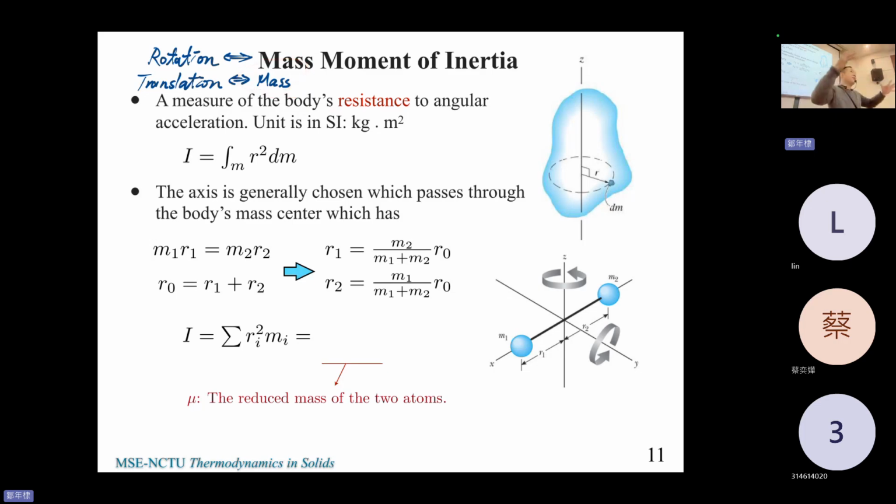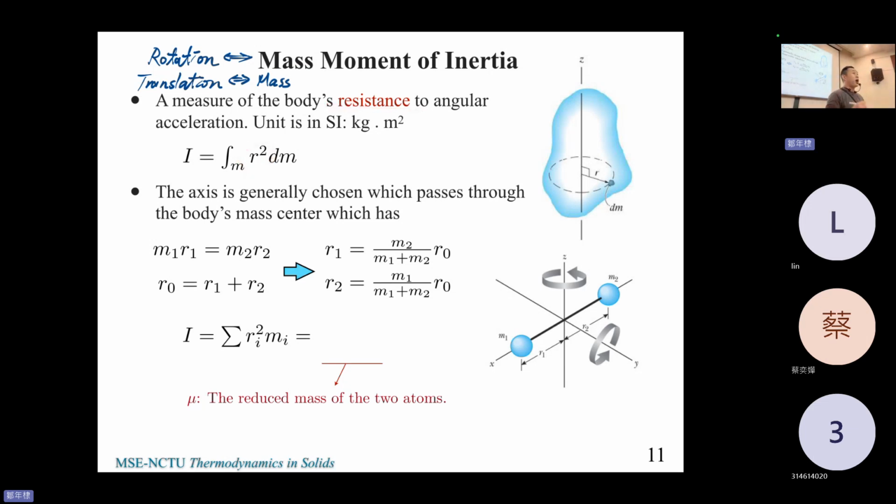If you have bigger, heavier things, it's difficult for you to move. So translation is related to mass, but rotation is mass moment of inertia. These two things are kind of the same logic. So you see the resistance, the R squared.